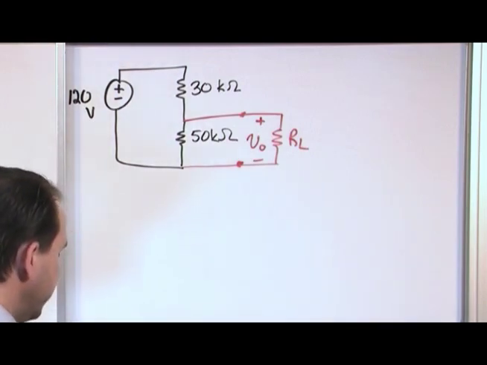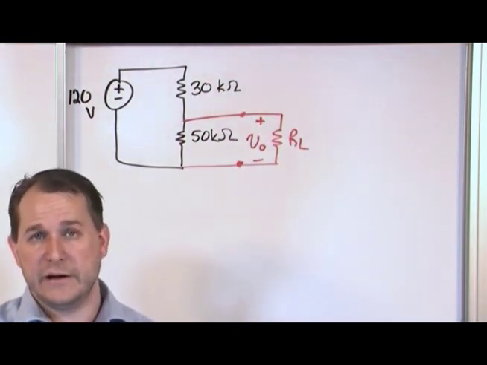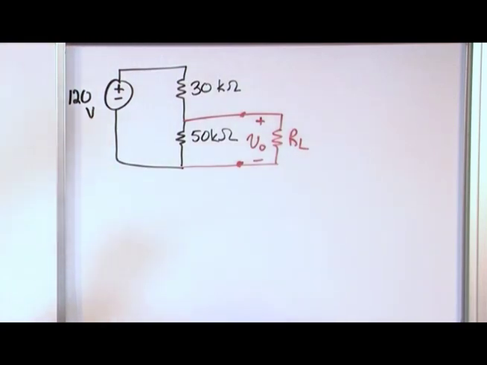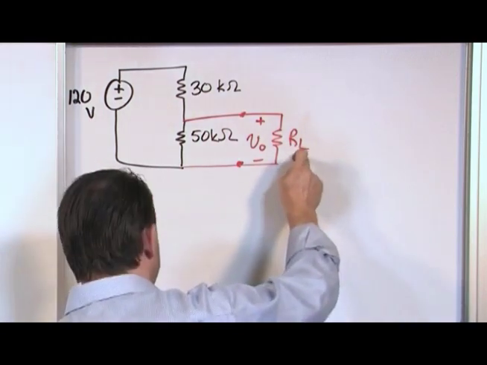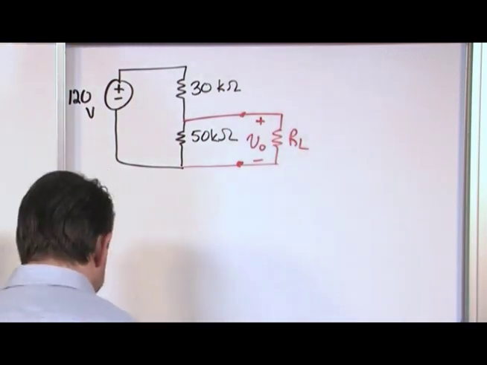That's what I want to know. So there's two questions here. What is the no load V naught, the no load output voltage? And then the second part is, what if I hook up 450 kilo ohms as a load? So let's do the first part first.